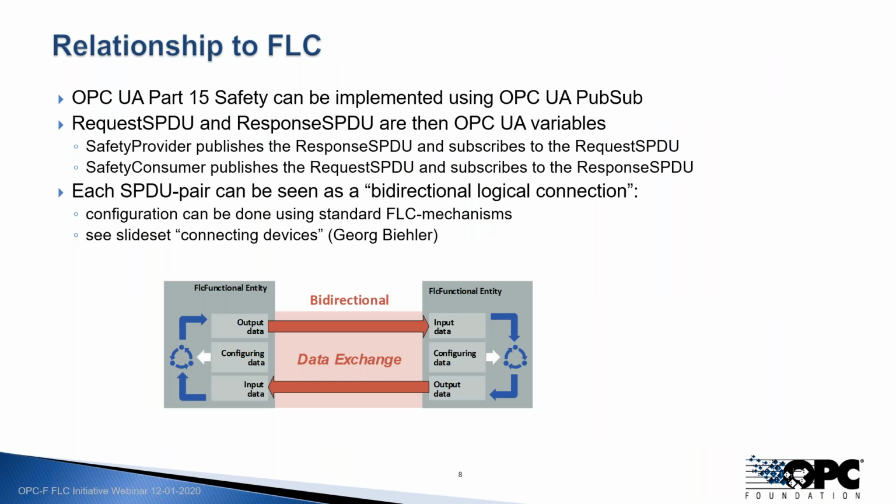Okay, what exactly is the relationship to FLC now? As I have mentioned, OPC UA safety can be implemented using OPC UA PubSub. And we have seen the request SPDU and the response SPDU, which are used to communicate. When we are using PubSub, these SPDUs are simply realized using OPC UA variants. So the safety provider publishes the response SPDU and subscribes to the request SPDU, and it's the other way around with the safety consumer. It publishes the request SPDU and subscribes to the response SPDU.